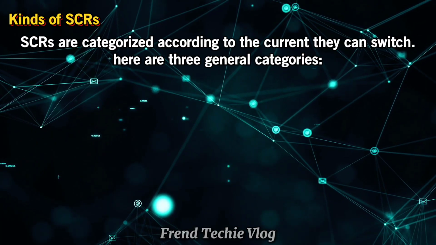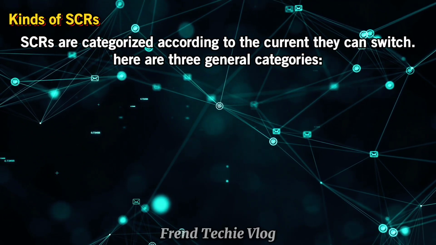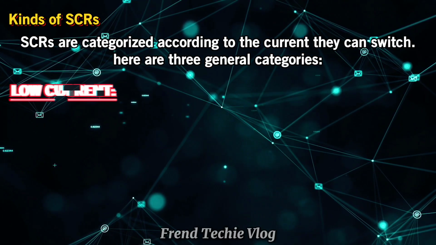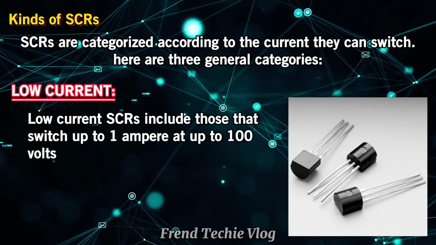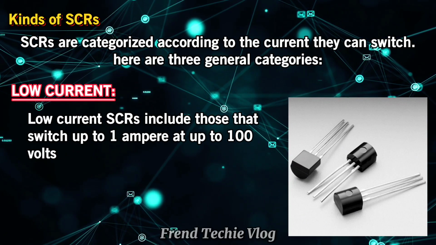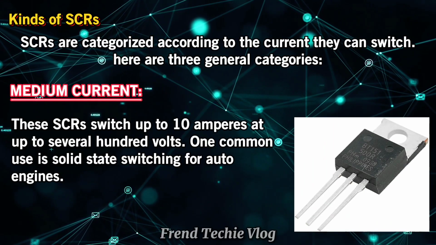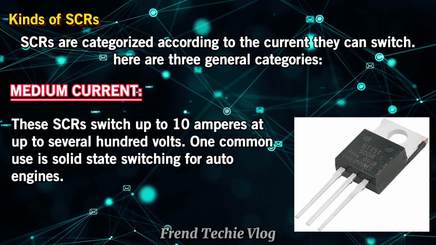Kinds of SCR. SCR are categorized according to the current they can switch. Here are 3 general categories. Low current. Low current SCR include those that switch up to 1 ampere at up to 100 volts. Medium current. These SCRs switch up to 10 amperes at up to several hundred volts.